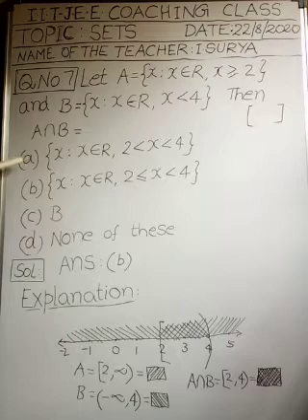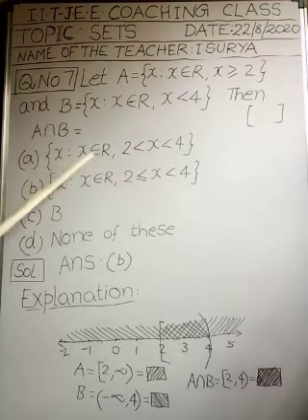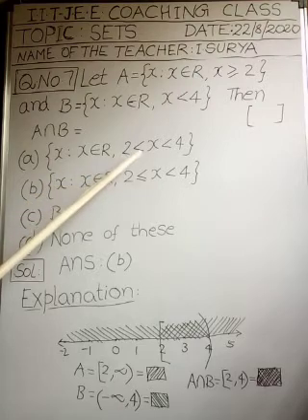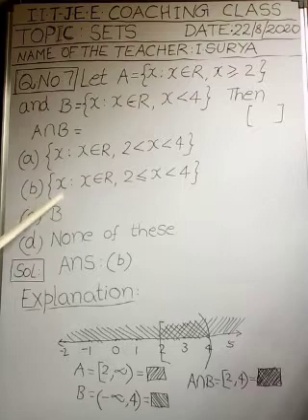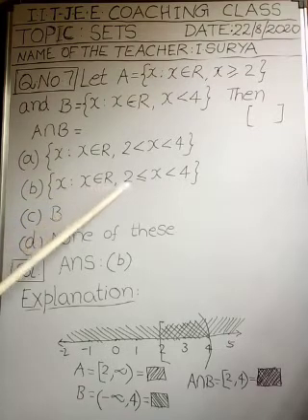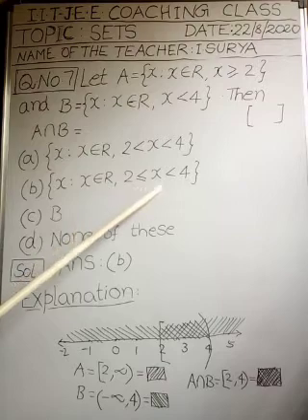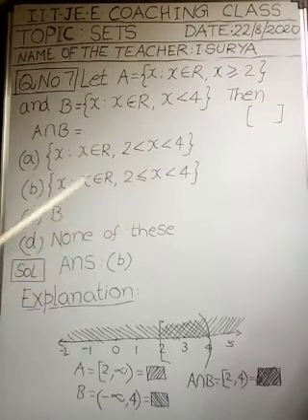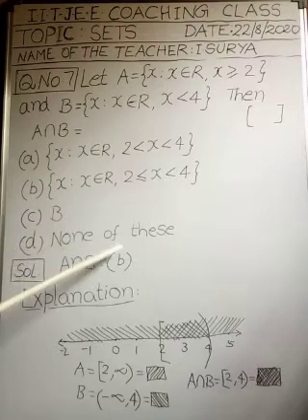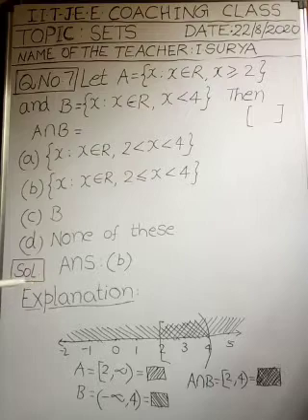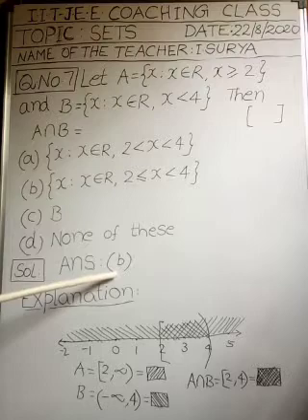Come to the 4 options. First option, set of all x such that x belongs to R, 2 less than x less than 4. Come to the second option, set of all x such that x belongs to R, 2 less than or equal to x less than 4. Third option, set B. And fourth option, none of these. Okay, my dear children. Now come to the solution part. Out of all these 4 options, second option is correct.